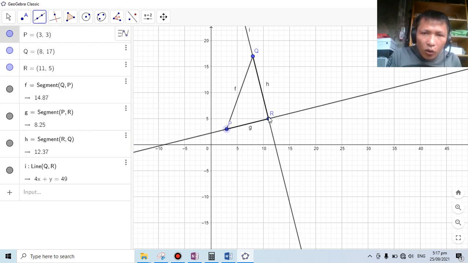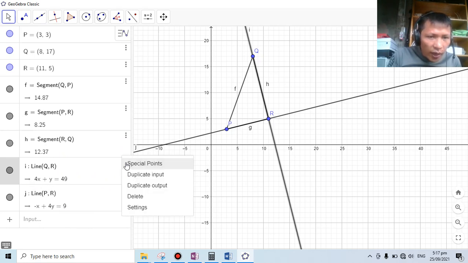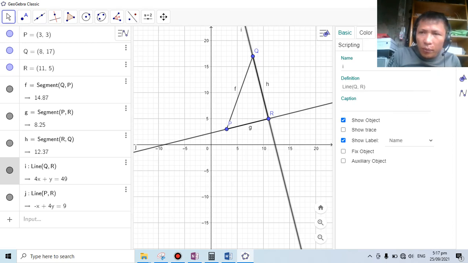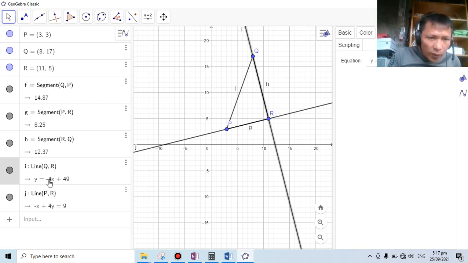I need to get the slope intercept form. In the settings, under algebra, I choose y = mx + b. We can see that the slope is negative 4, and the other line shows 0.25.